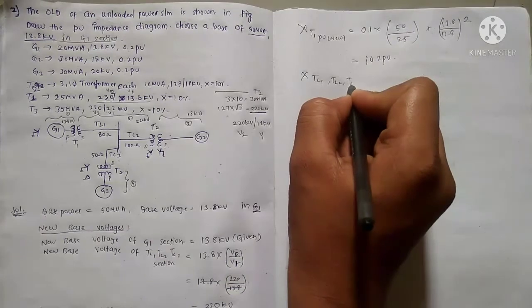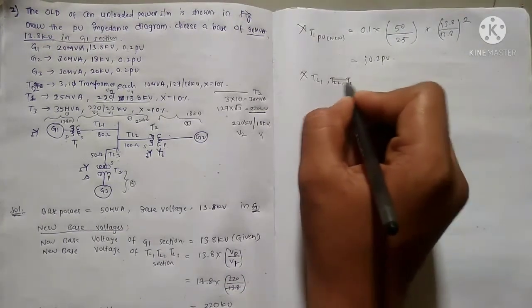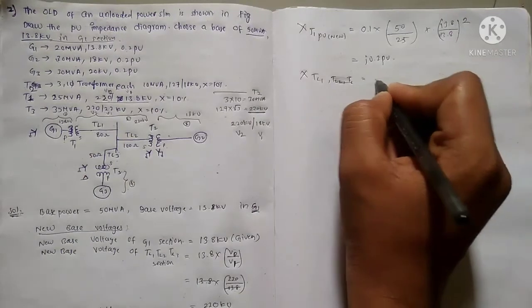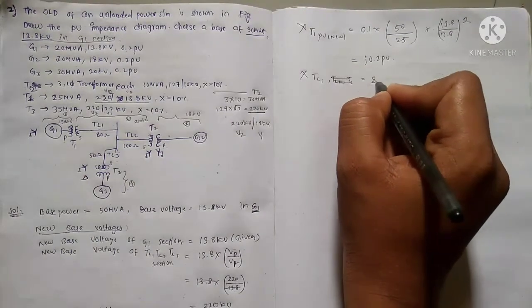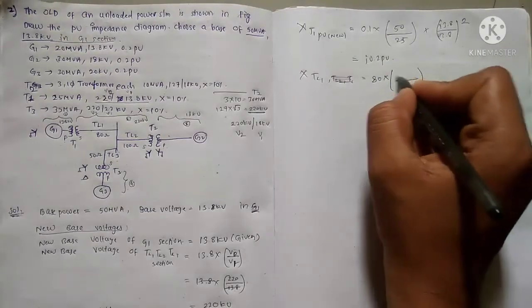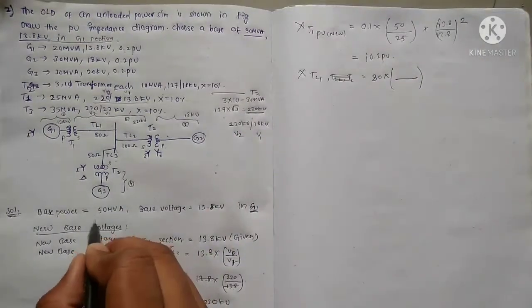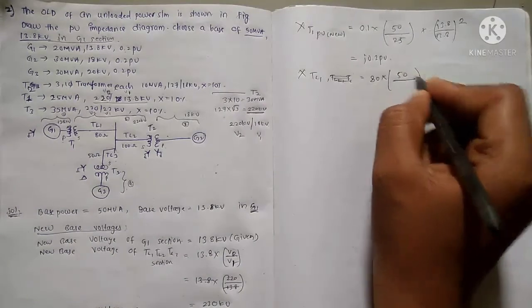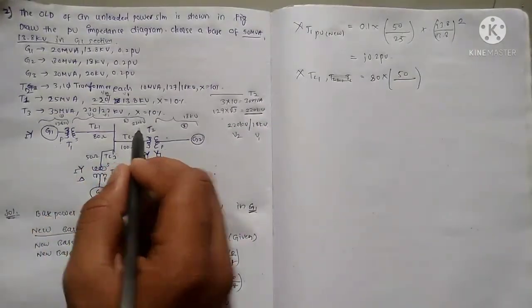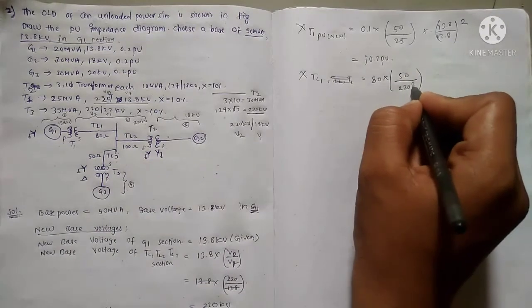Now XTL1, TL2, TL3. Okay, sorry, XTL1 is equal to, for transmission line 1, since they have given it in ohms, 80 multiplied by the new base power of 50 MVA divided by the new base voltage of the transmission line section, 220, whole square.